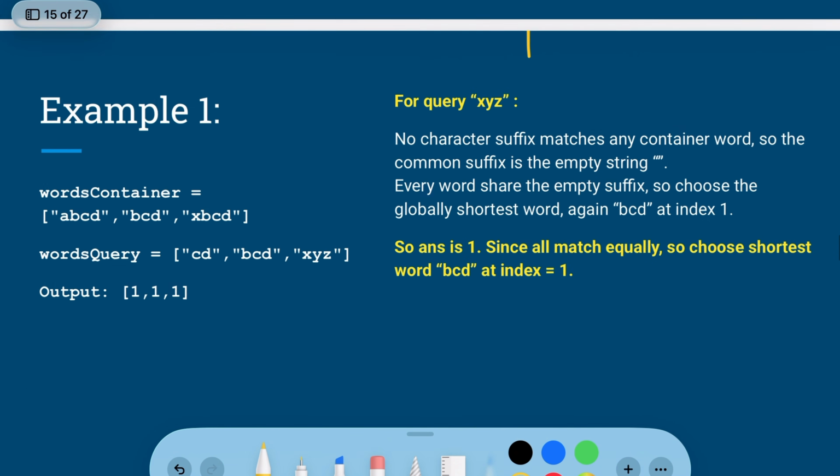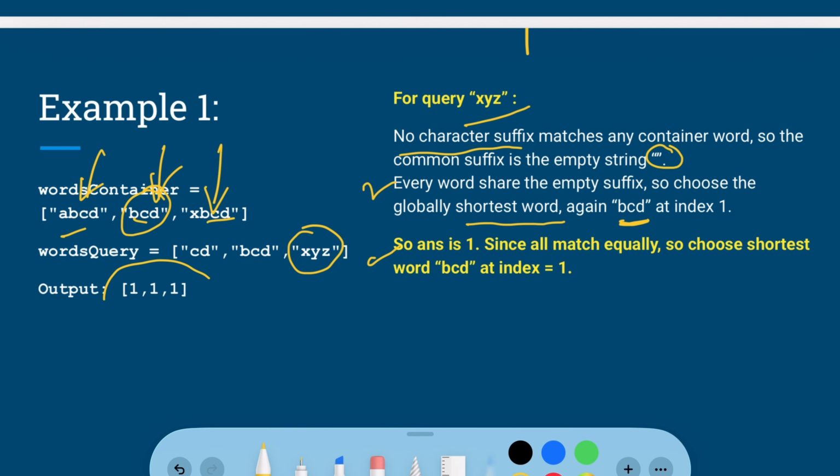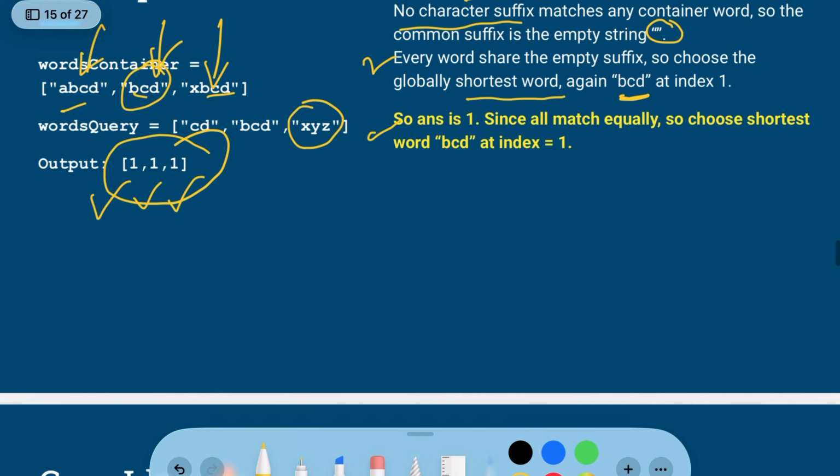Now let's move to the next query, the last one, which is XYZ. For XYZ nothing is common, meaning the common suffix is empty. There is no suffix match with any container word, so the common suffix becomes empty and every word shares the same suffix. So we'll choose the shortest word, and again the shortest word is BCD, because here it's null common, here null common, here null common, but the shortest is this one. So we'll choose index 1 again. That is why in all these queries we got index 1 only, and so we got the answer. Okay.